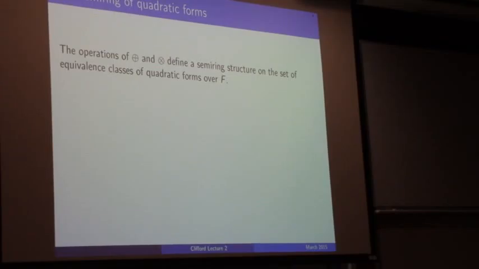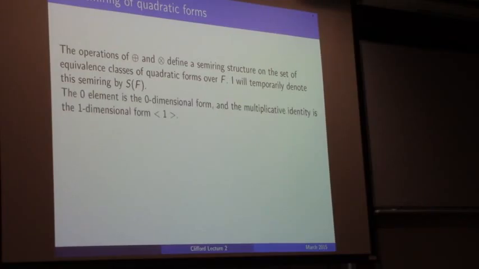So these two operations, direct sum and tensor product, define a semi-ring structure on the set of equivalence classes of quadratic forms. I will temporarily denote the semi-ring by S of F. The zero element here is the zero-dimensional form on the zero-dimensional vector space, and the multiplicative identity is the one-dimensional form f of x equals x squared.